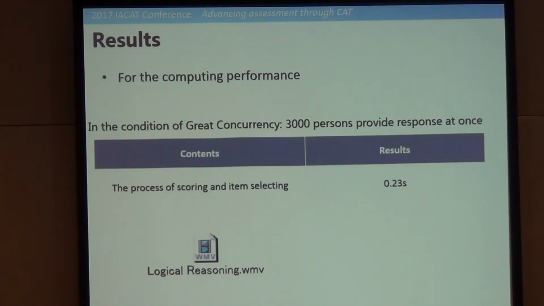And for its computing performance, scoring and selecting the next item in CAT are the most time-consuming. For this product, it just takes 0.23 seconds to score and select the next item.